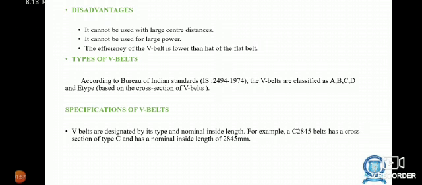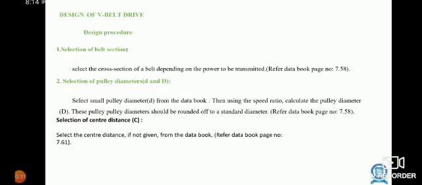Types of V-belt. According to the Bureau of Indian Standards IS 2494-1974, the V-belts are classified as A, B, C, D and E types based on the cross-section of the V-belt. Specification of V-belt: V-belts are designated by the type and nominal inside length. For example, a C2845 belt has a cross-section type C and a nominal inside length of 2845 mm.